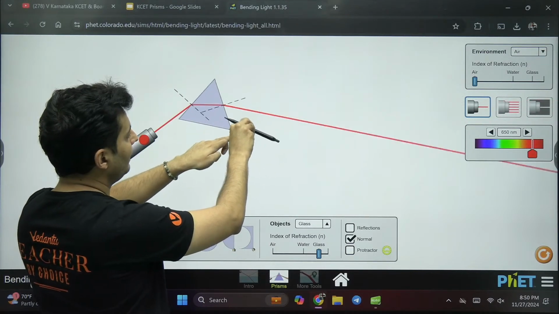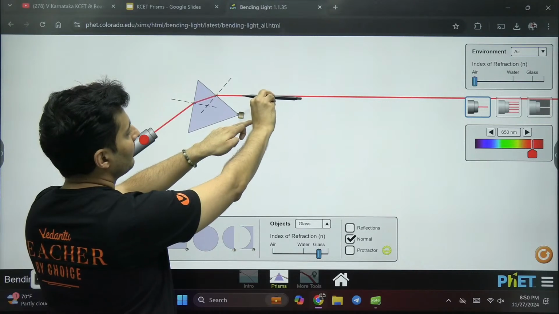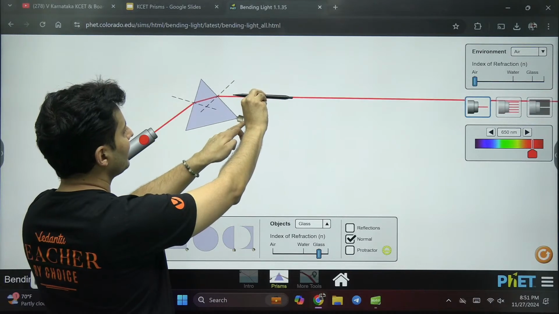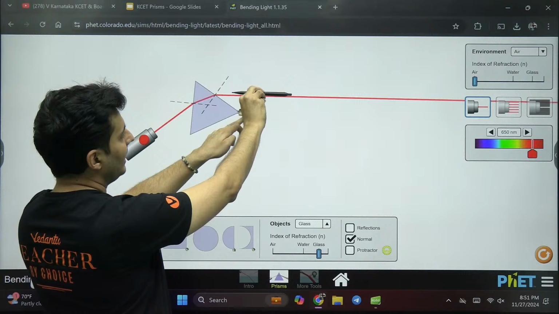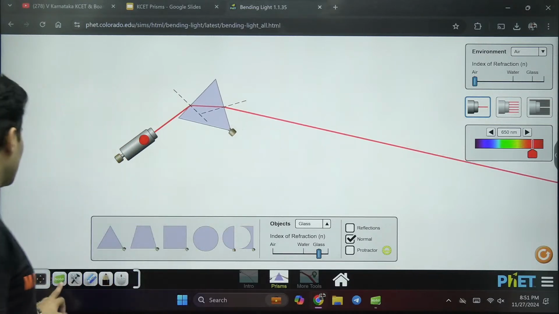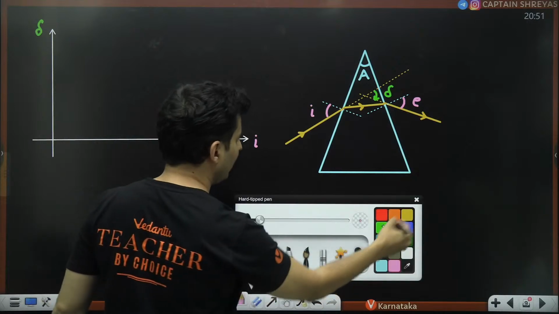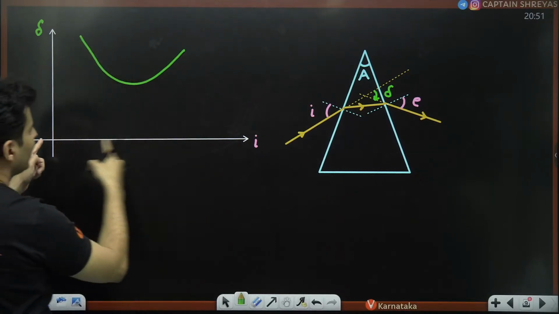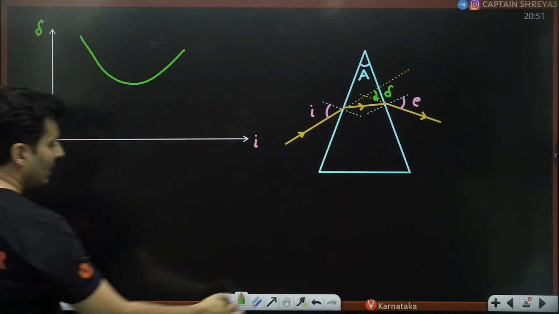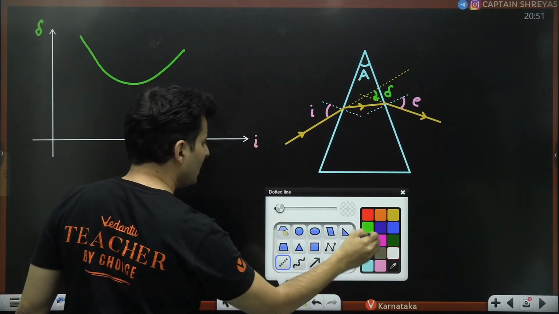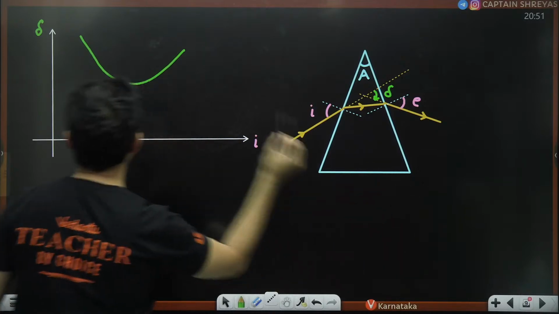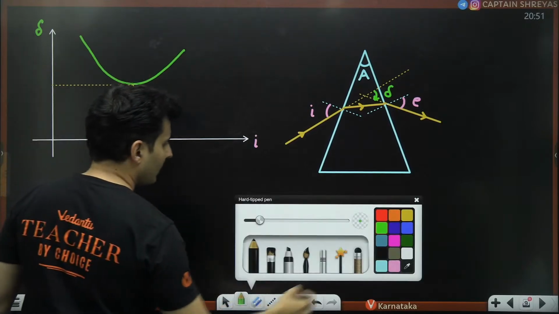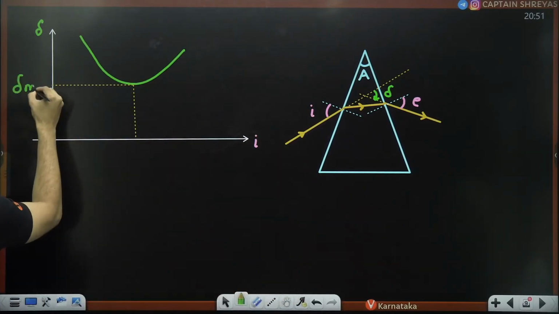So there is a point when the deviation is minimum. You see that this one, nothing can go less than this. I mean these two sizes are involved. You can see always the deviation is more than this minimum deviation. So the graph also looks somewhat like that only. You will see the graph looks somewhat like this. As you increase the angle of incidence, the deviation will reduce till it reaches a certain minimum value right over here. Okay, so this is basically your delta minimum.